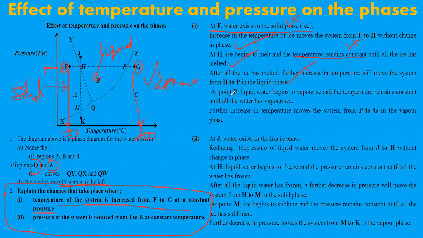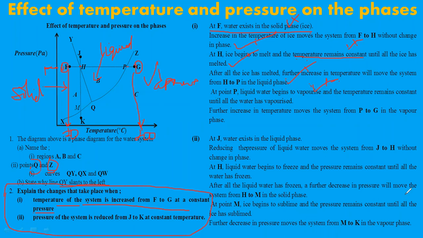So we are saying that at point P now, the liquid water begins to vaporize and the temperature remains constant until all the water has done what? Until all the water has vaporized. Okay? You get the point, members. So at point P, liquid water begins to vaporize and temperature remains constant until all the water has vaporized.